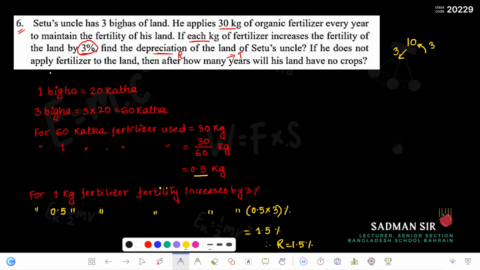Now if he does not apply fertilizer to the land, what will happen? The fertility will go down and the amount of crop he will get will be less each year, right? So then after how many years will his land have no crops? That means as the amount of fertilizer goes down, it will be reducing. So once upon a time it should come that he will be having no crops, right? So let us see when it will happen, after how many years this will happen if he does not apply any fertilizer.